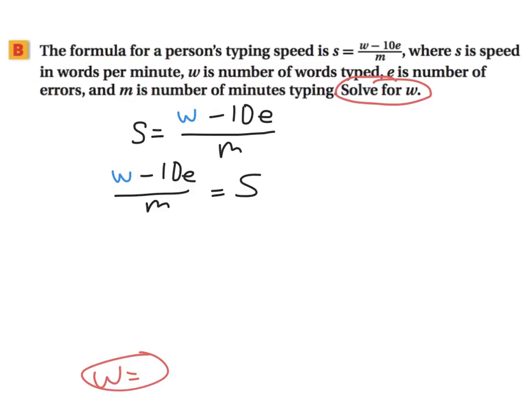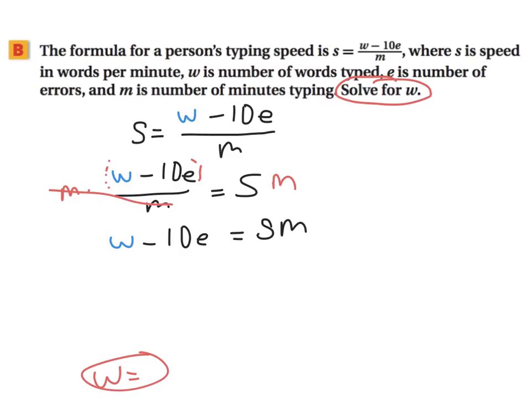Remember, this is a rational expression. It's a big fraction. And the way we solve with big fractions is we deal with the division first, because there are parentheses here that are implied. So I'm going to multiply both sides by M to get these M's to take care of each other. And that means that on this side I end up with SM. So I have W minus 10E equals SM.